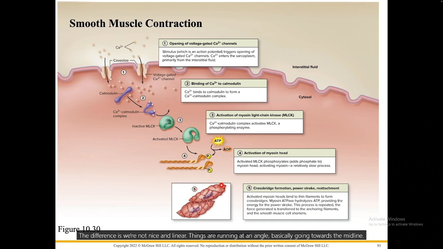Things are running at an angle. But the smooth muscle cell can hold the contraction longer because of cross-bridge formation. It kind of locks it in place.